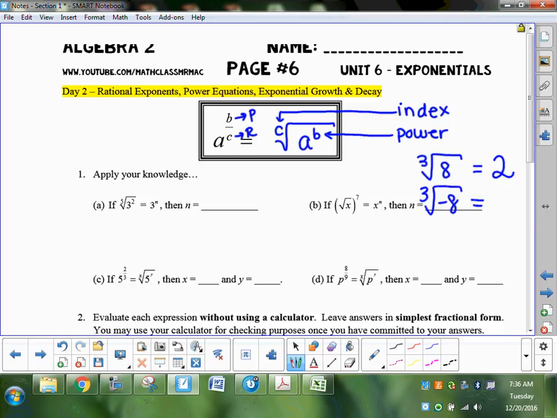Because what is negative 2 being raised to the third power going to be? Hands up, please, if you can tell me. What's negative 2 raised to the third power? Negative 8. What is the third root of negative 8? Hands up, please, if you can answer that. Chloe? Perfect.